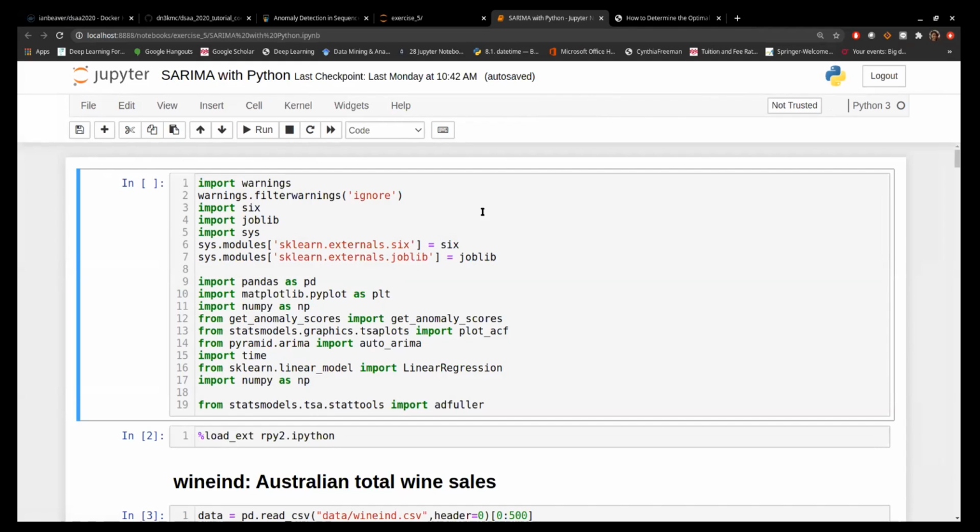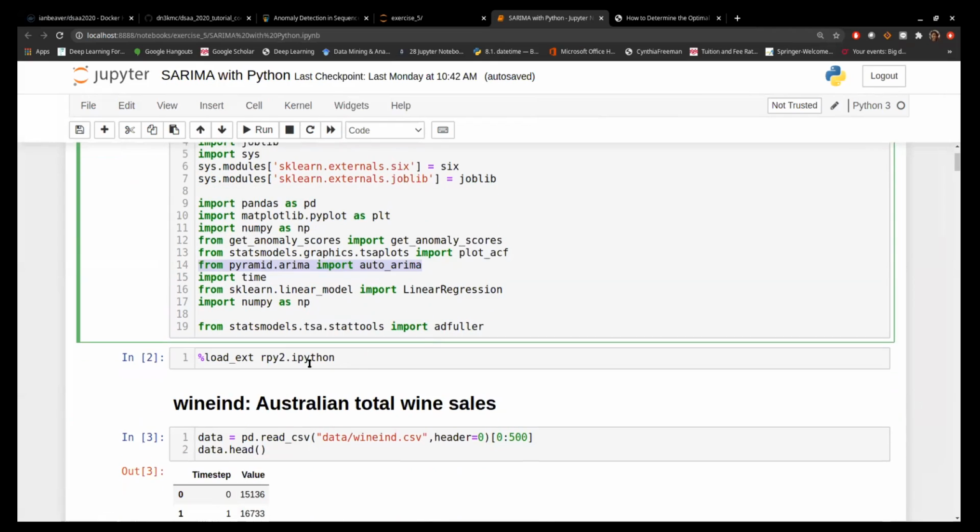So I import a bunch of libraries for the task, and you will notice here that it imports something called Pyramid ARIMA. This is a nice library to help us determine the parameters in SARIMA in a smarter, grid search-like fashion. Pyramid is the Python equivalent for auto ARIMA in R, which basically does the same thing. I just prefer to show it in Python with these IPython notebooks.